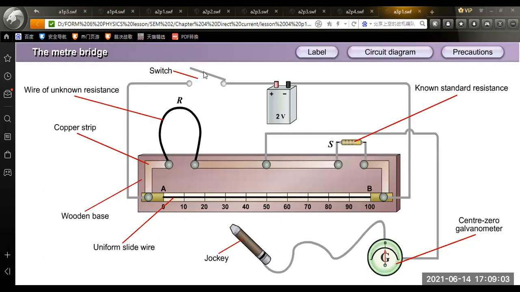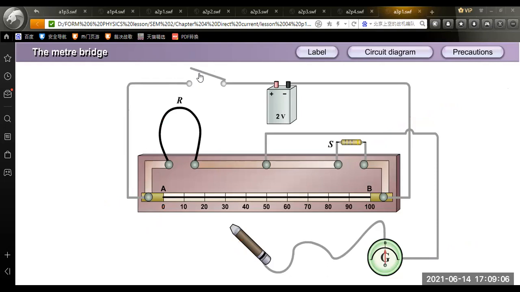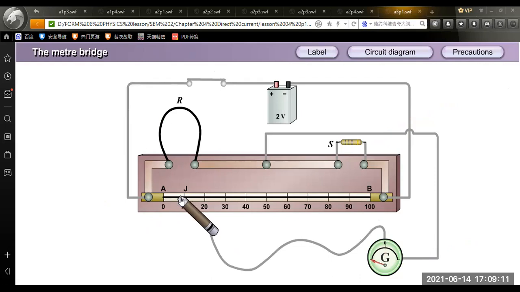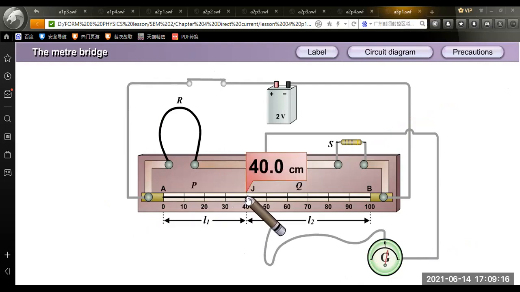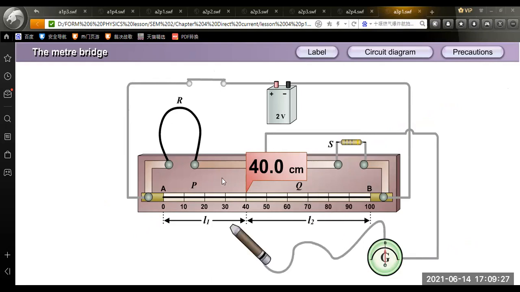Once I switch on, the current flows. So what I need to do is observe the reading of the galvanometer. I move the jockey until I get a zero point, somewhere here. This means that now we can say P over Q, the resistance of P over the resistance of Q, is equal to R over S.